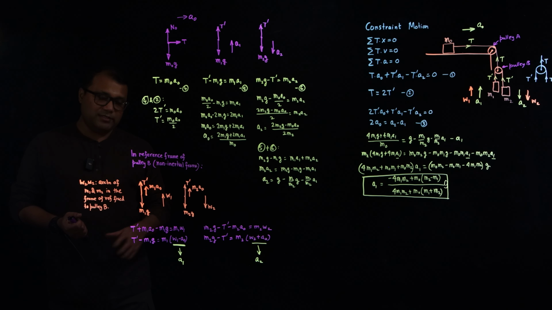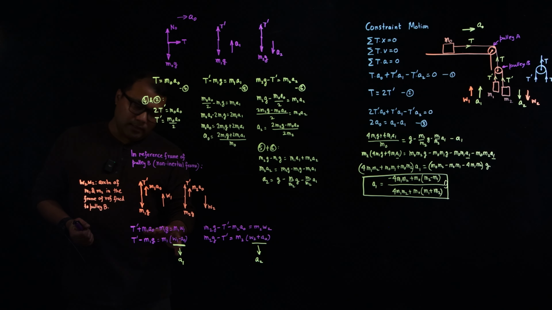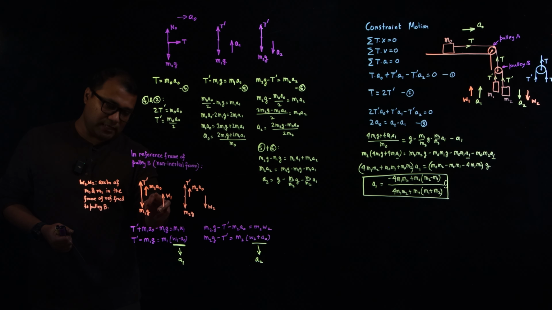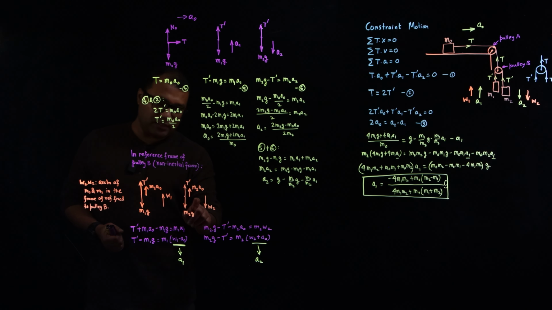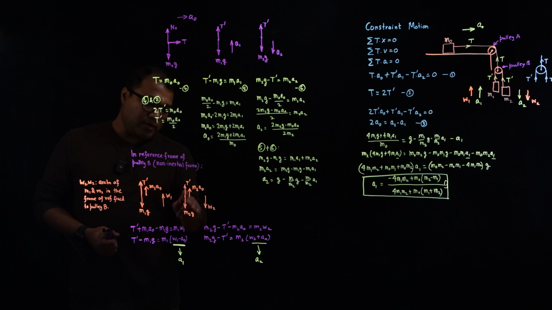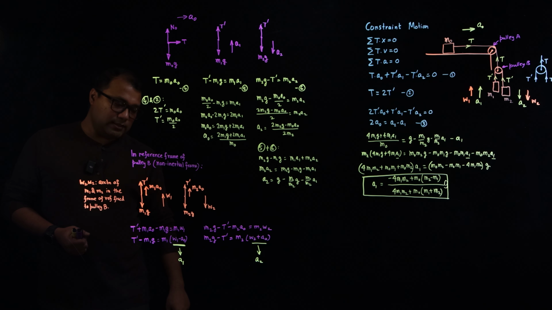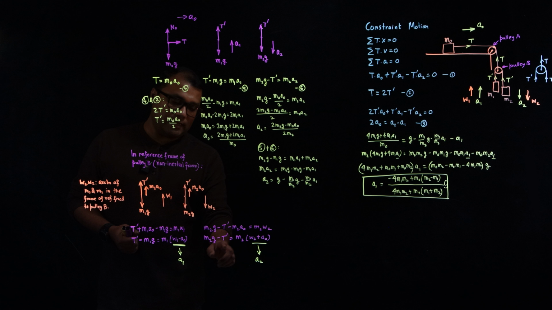My apologies, for some reason the recording stopped, but this is how we frame the equations of motion in this case. So T dashed plus M1A0 minus M1G is equal to M1W1. This is the first equation, and from this we can write M2G minus T dashed minus M2A0 is equal to M2W2. Now just rearranging it a little bit, we can write T dashed minus M1G equals M1 times W1 minus A0. Similarly here M2G minus T dashed is equal to M2 times W2 plus A0.